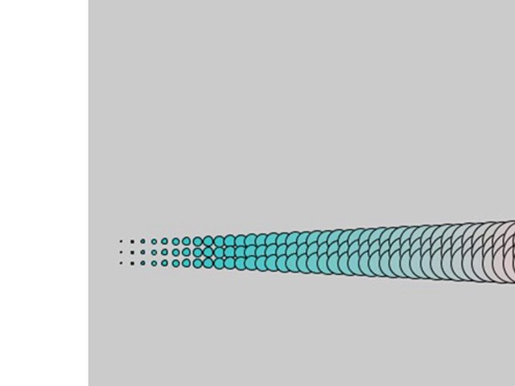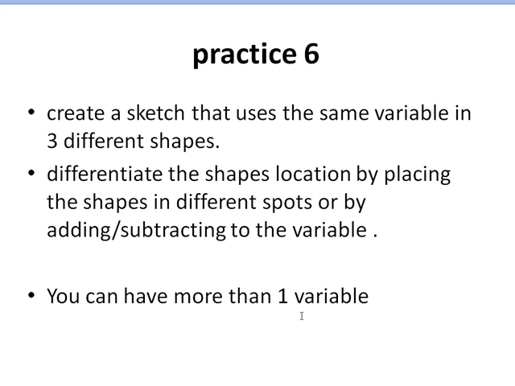Okay, so for practice 6, what I would like you to do is create a sketch that uses the same variable in 3 different shapes. Don't try to reproduce mine in this one. I want you to try to do your own thing. I want you to differentiate the shapes' location by placing the shapes in different spots or by adding and subtracting to the variable, just like what I was doing, so the 3 shapes won't be on top of each other even though they're using the same variable. And if you want, you can do more than one variable. Like I had one variable for my X and one variable for the width and the height. You can do that as well. All right, and then show me what you have.